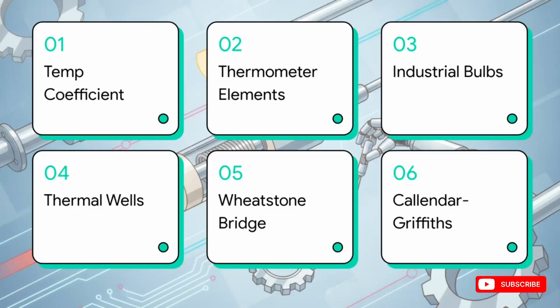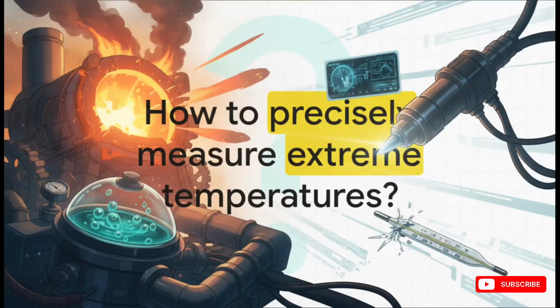Here's our roadmap for today. 1. Temperature coefficient. 2. Thermometer elements. 3. Industrial bulbs. 4. Thermowells. 5. The Wheatstone bridge. And finally, 6. The Callender Griffith circuit.